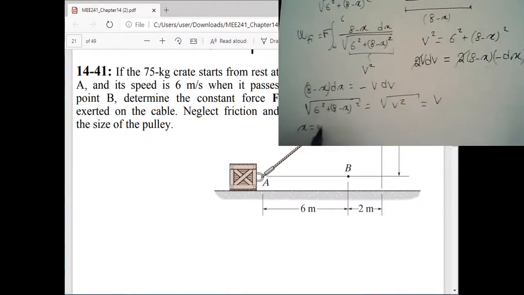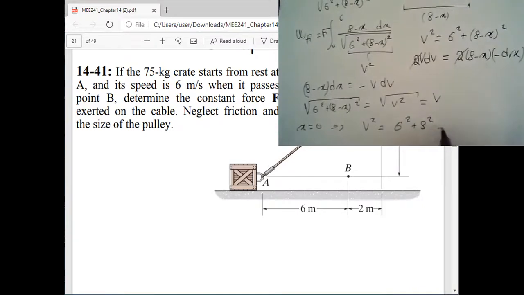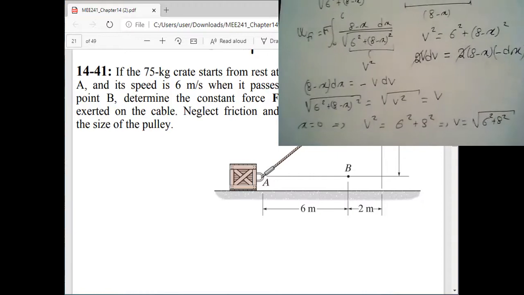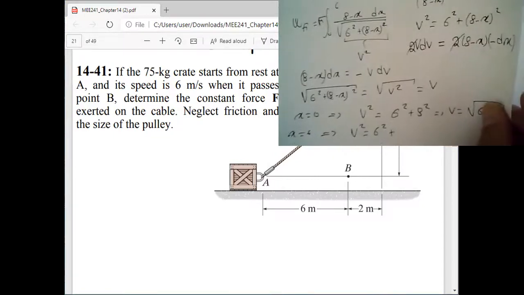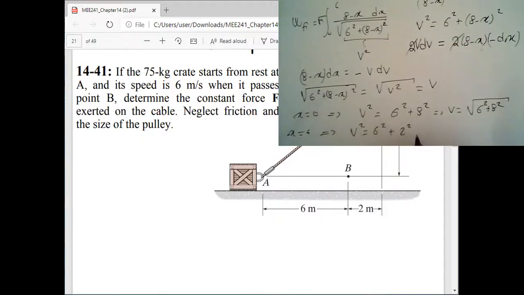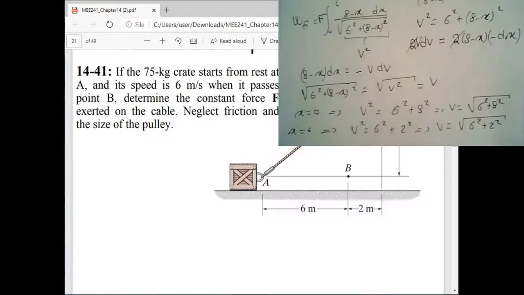And how about the variable? When x is equal to 0, what is v equal to? So v squared is going to be equal to 6 squared plus 8 squared, right? So v is going to be equal to the square root of 6 squared plus 8 squared. And when x is at the end, what is your v? V squared is going to be equal to 6 squared plus 8 minus 6 squared, which is equal to 2 squared, right? So your v is equal to the square root of 6 squared plus 2 squared.